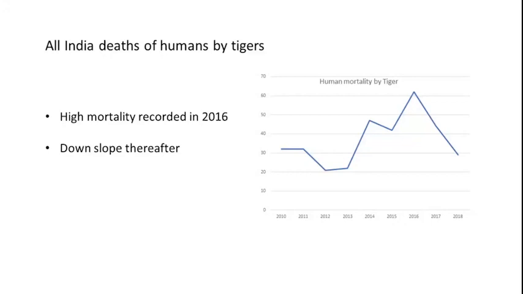There'll be more dispersals. There'll be more such cases of encounters. But then, from 2016 to 2018 and 2019, they seem to have learned. The management of conflict seems to have grown better. And we'll discuss how various forest departments tackle those issues.